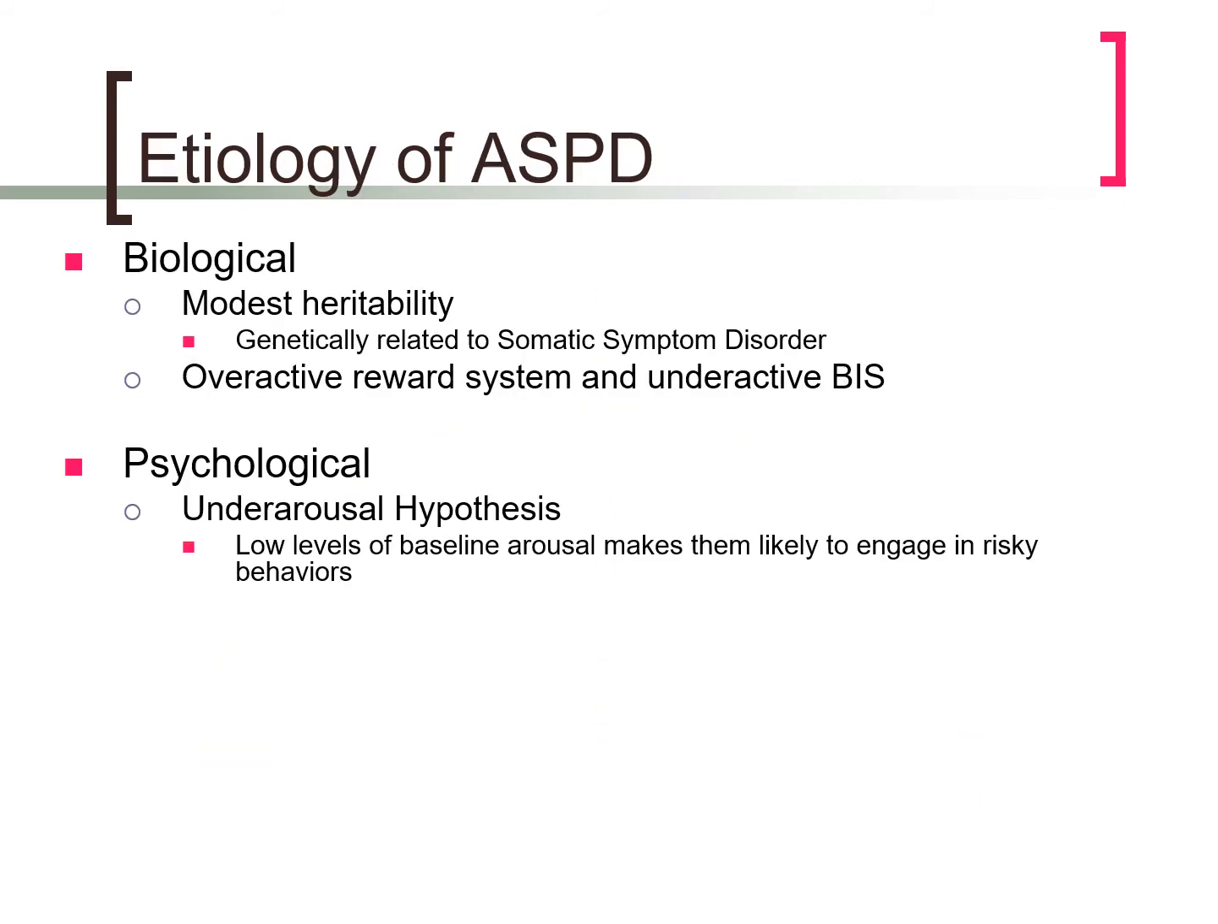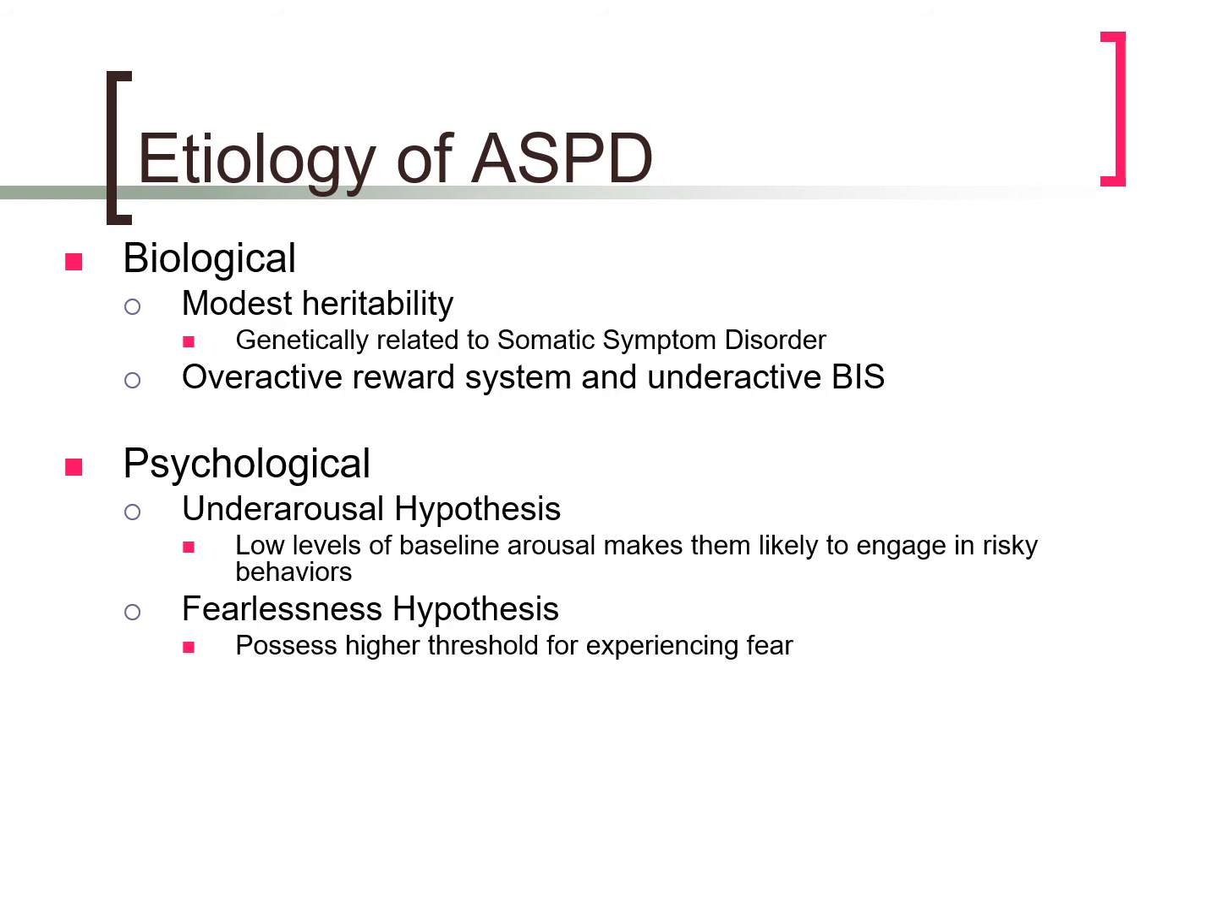The next etiological hypothesis is the fearlessness hypothesis. This theory states that people with antisocial personality disorder just do not experience physiological symptoms of fear in the same way that most people do. We are often discouraged from engaging in very risky behaviors because we don't like the feelings that we have when we're afraid, like sweating and racing heart. Most people simply don't like to truly feel scared. People with antisocial personality disorder aren't deterred from risky behaviors because they don't experience those same fear symptoms, even in the face of very scary situations.